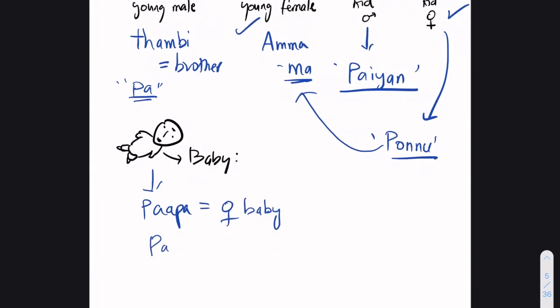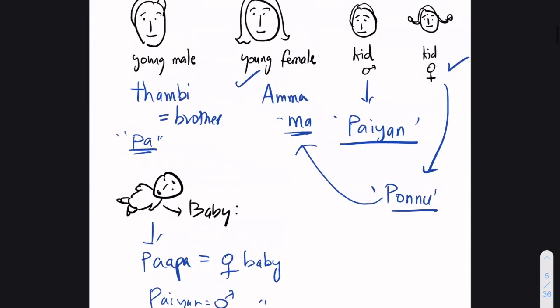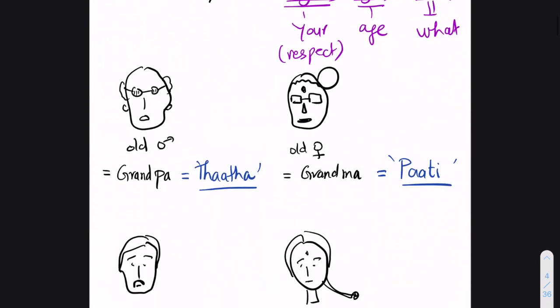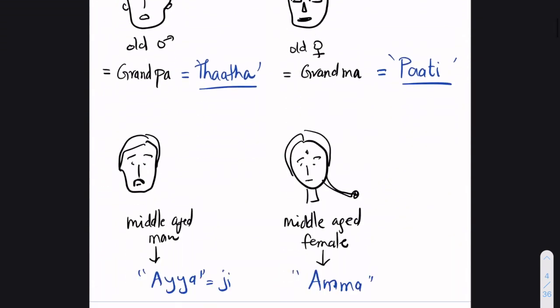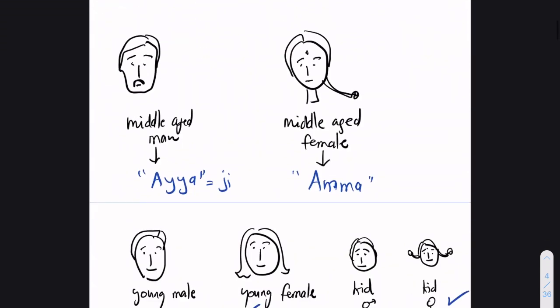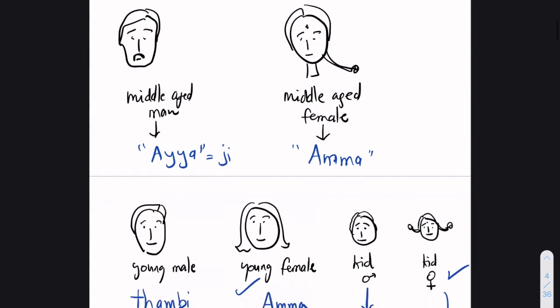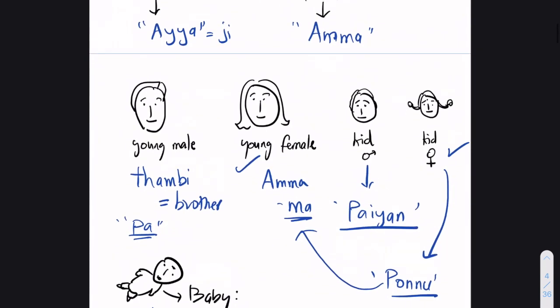Okay, and some use paiyan for a male baby. That depends on the persons, but this is what it is. Grandpa means tata, grandma means paati. A middle-aged man you can call ayya. A middle-aged female you can call amma. Young male, tambi. Young female you can call amma or ma.